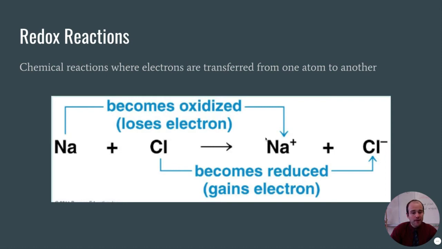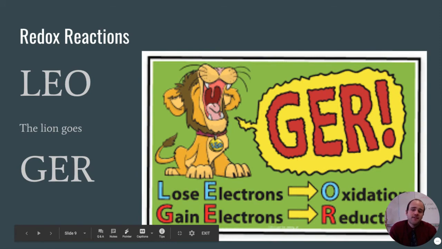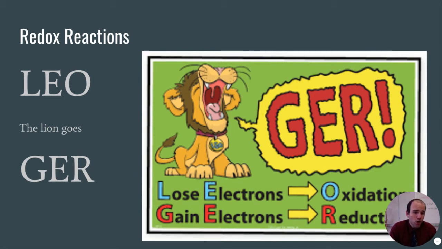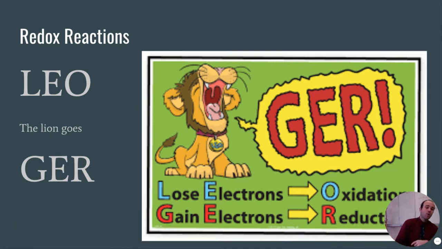Now, how am I possibly ever going to remember that? Leo goes grr. So Leo the lion roars with a loud grr. What do these words mean? Well, if you Leo, or lose electrons, it's oxidation. Grr, if you gain electrons, reduction. So if you can remember Leo goes grr, you will always remember what's oxidation and what's reduction.